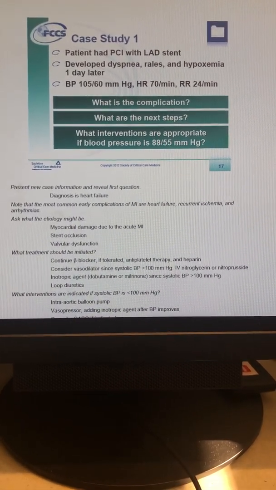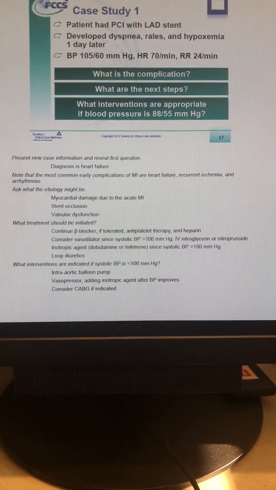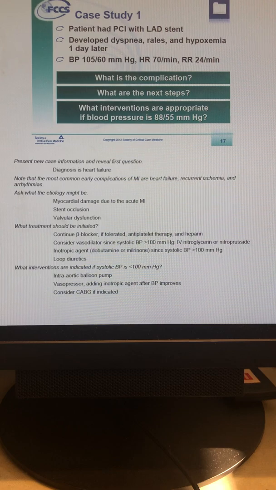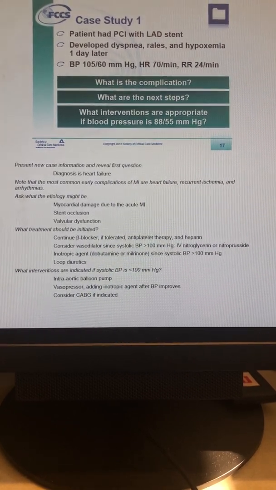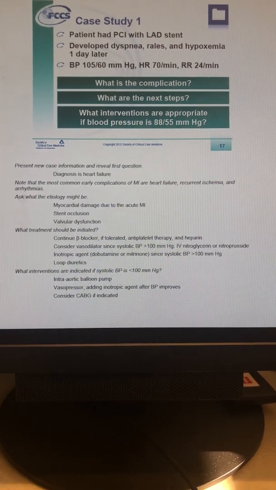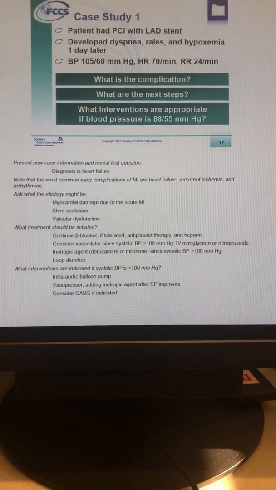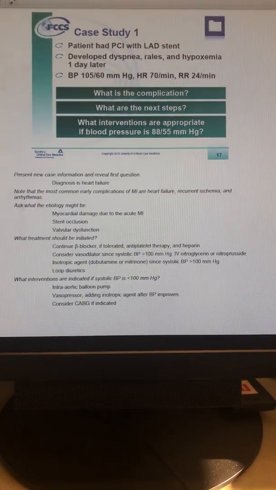All right, what if their blood pressure was low? If their blood pressure is low, then we call the cardiologist and we discuss with them, is this patient a candidate for an intra-aortic balloon pump? Can we put him on inotropic support agents like milrinone or dobutamine? Can we put him on vasopressors like Levophed? And then consideration for CABG comes, and the cardiologist will handle that.